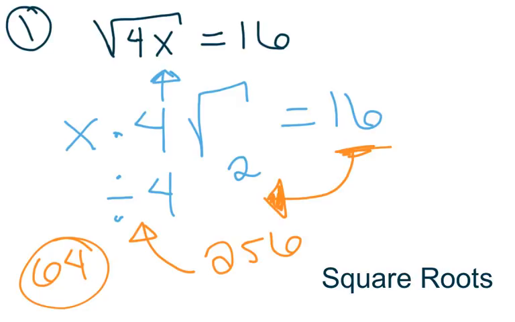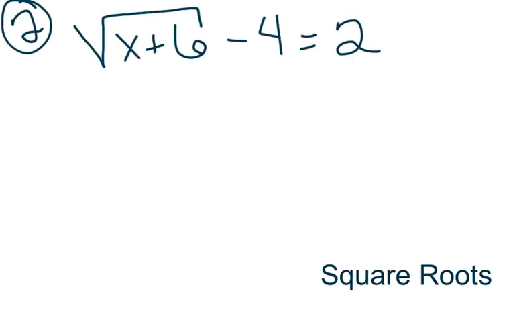Okay, now that we have that settled, let's go ahead and move on to our next one. Each one of these is going to get just a little bit bigger, so we're going to have to really go back and use what we learned the other day, okay? The next one is the square root of x plus 6, minus 4, equals 2.